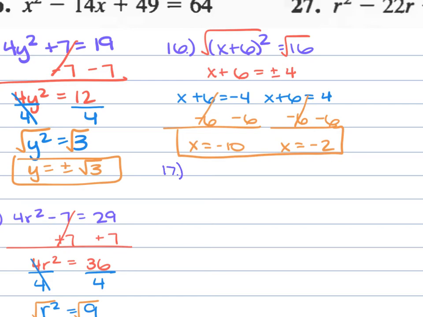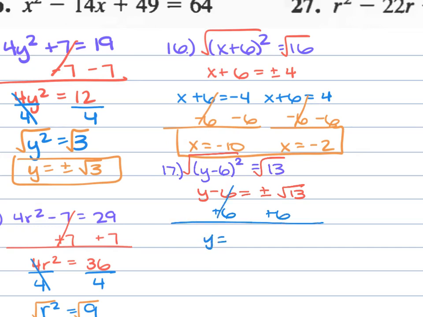For 17, we have y minus 6 squared is equal to 13. So we're going to start by taking the square root of both sides. We're going to be left with y minus 6 is equal to plus or minus the square root of 13. We add that 6 to both sides, and we're left with y is equal to 6 plus or minus the square root of 13.